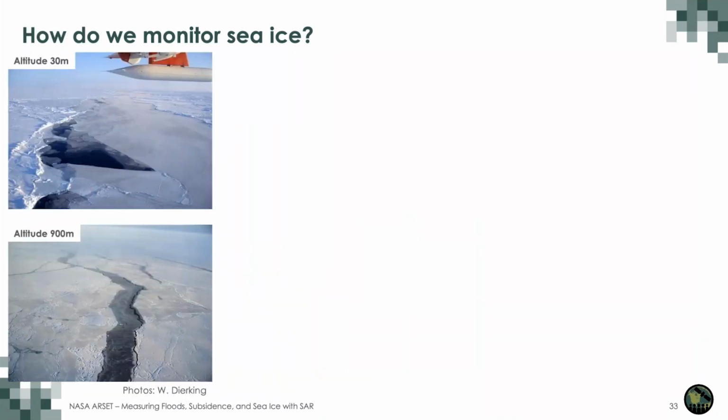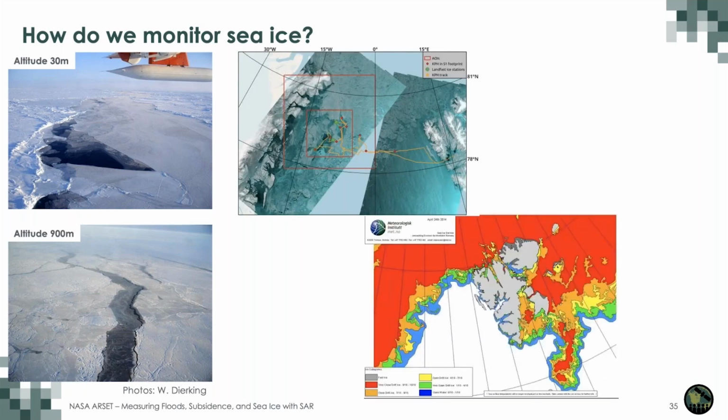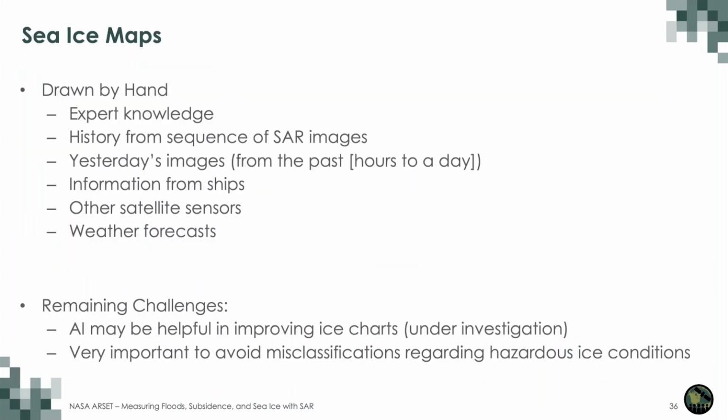So how do we do it? How do we get from these kinds of low altitude images taken from a plane to monitoring sea ice? Well, we use SAR images for this, and we derive sea ice maps. So how do we actually derive the maps? Well, they are drawn by hand.